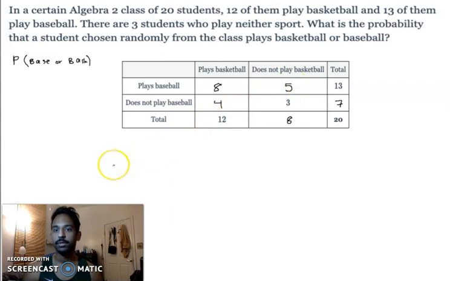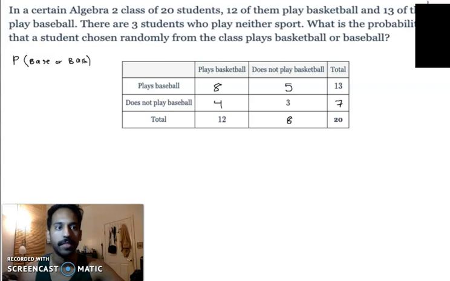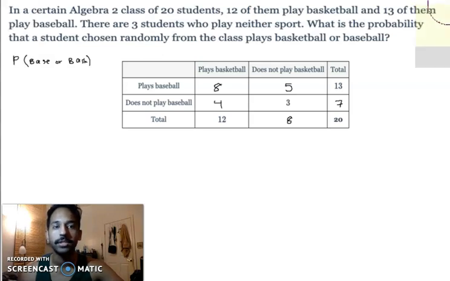Now, our goal next, what we want to do is we want to figure out what's the probability that people play baseball or basketball. In order to find that, we want to look at the boxes where there's baseball and there's basketball.